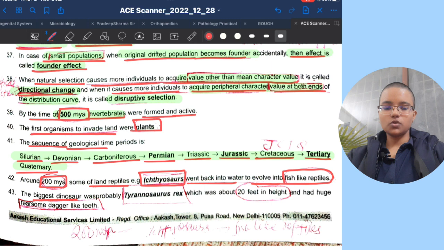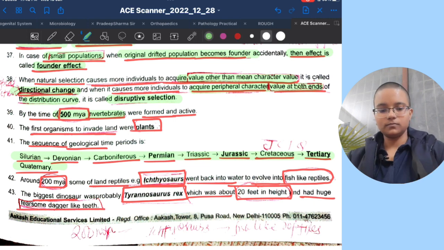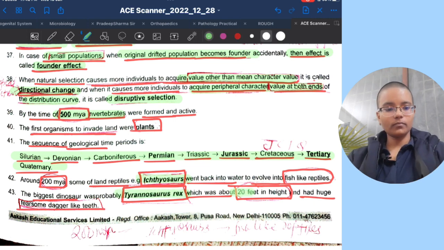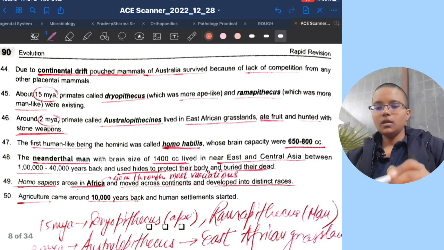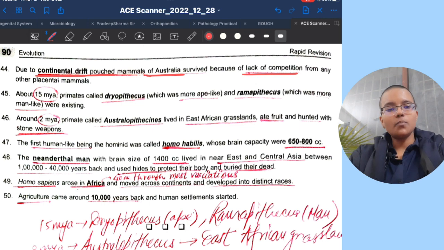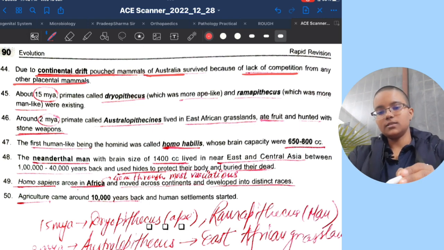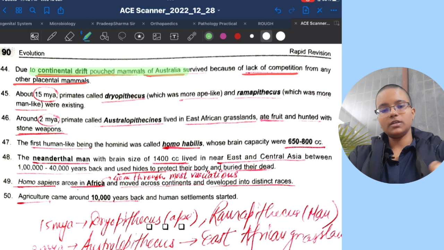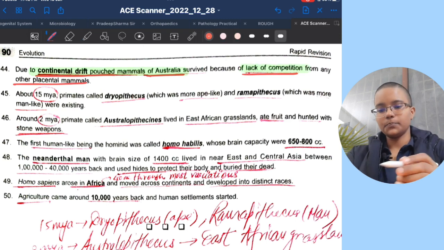The biggest dinosaur was probably Tyrannosaurus rex, which was about 20 feet in height and had huge, fearsome dagger-like teeth. Due to continental drift, pouched mammals of Australia survived because of lack of competition from placental mammals.